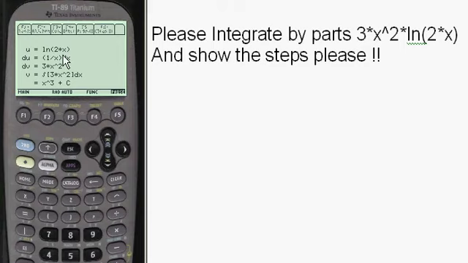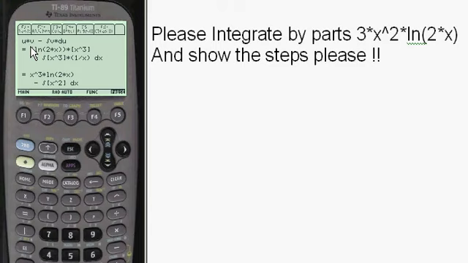Okay, here's u equals log of 2x. du, the derivative, is equal to 1 over x dx, and dv is a derivative. And now we're going to integrate this part. Here's the 3x squared. So we integrate 3x squared with respect to x dx, and we get x cubed plus c.